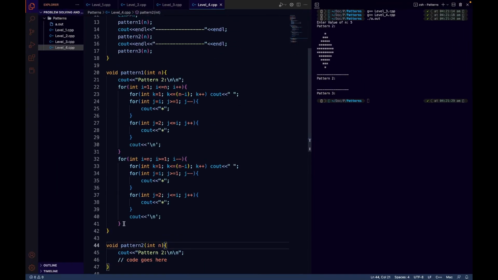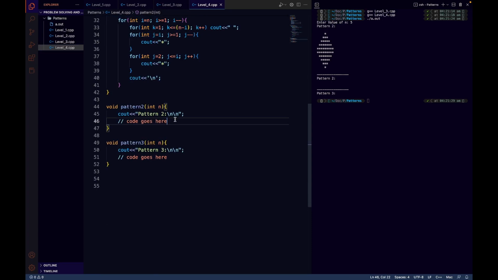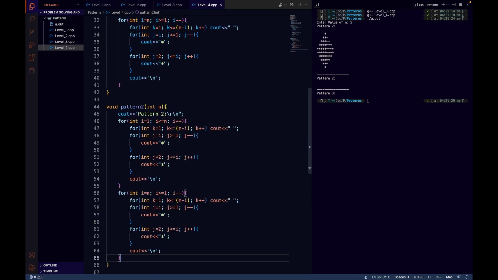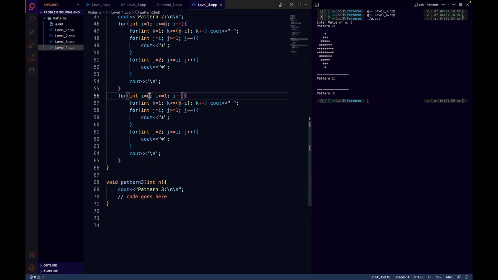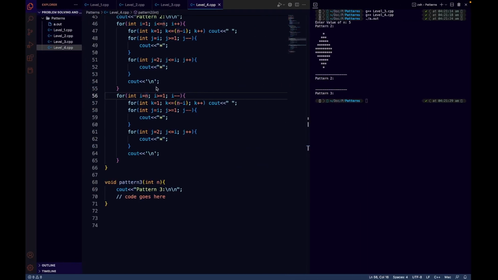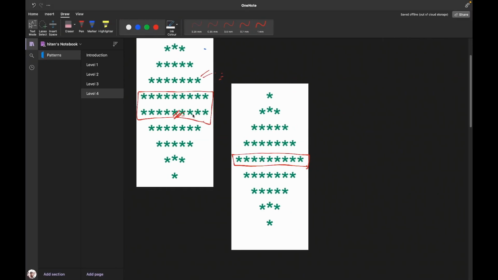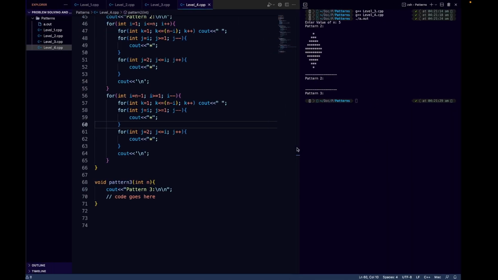First let me take the code of the pattern 1, copy it, and paste it here. Now what I need to do is, while printing the second half of the pattern, the nth row, this part, should get skipped. I don't want to print this part on the console. So for that I'm starting the for loop of the second half from n minus 1 instead of n. That would cause skipping this part only, and I'll be getting this pattern as output.